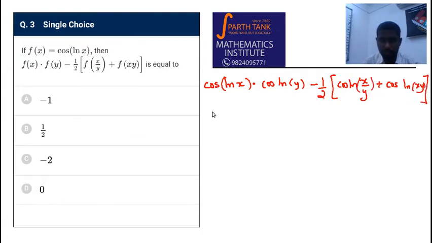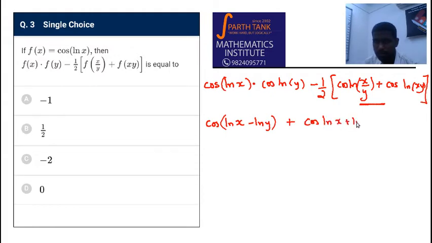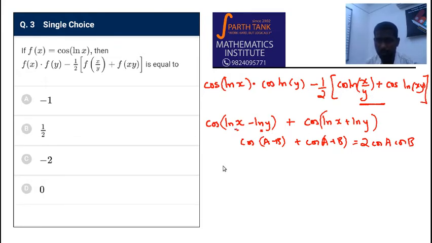Okay. Now let us focus only on this term in the bracket. That term cos ln x by y can be written as cos of (ln x minus ln y), and this term can be written as cos of (ln x plus ln y). Now this is of the form cos(a minus b) plus cos(a plus b), and we know this is nothing but 2 times cos a cos b. So this whole bracket is 2 times cos of ln x cos of ln y.